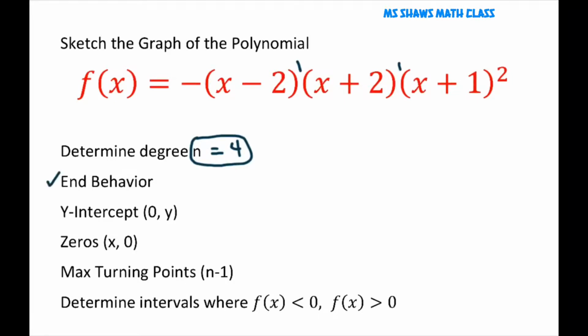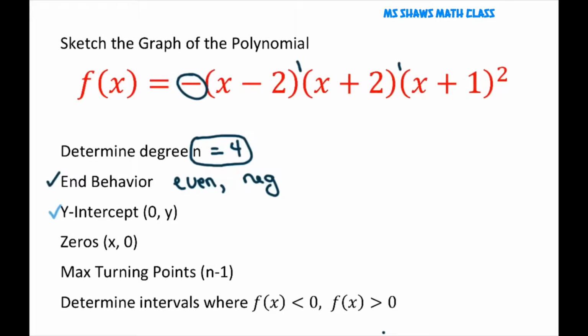And end behavior, we'll talk about in a minute. Just remember that we have an even number, 4, and also we have a negative lead coefficient. All right, and we'll talk about that in just a minute. Let's go finish some of this.